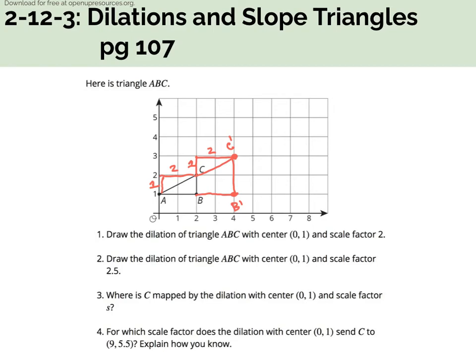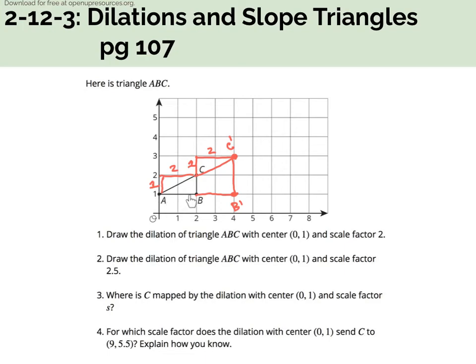All right, go ahead and try number 2. Draw a dilation of triangle ABC with center (0, 1) and a scale factor of 2.5. Go ahead and pause and try that. Now, since you have tried it, let's go ahead and see if we can do it. So we did 2 last time. Now we're doing 2.5. So let's look at what we did before.